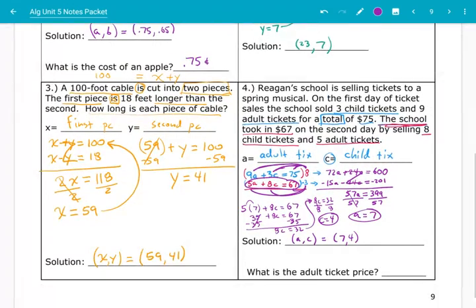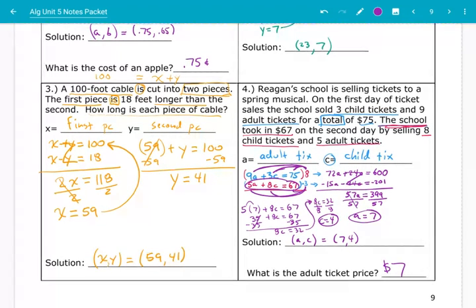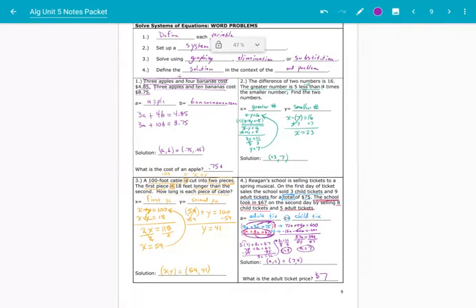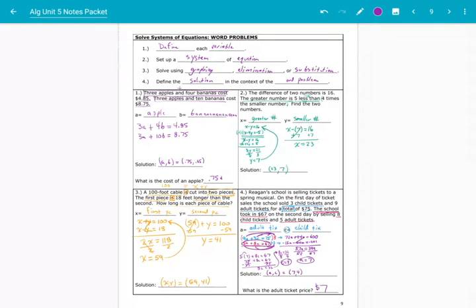What is the adult ticket price? The adult ticket price, A, was $7. So there are some good examples for you on how to set up your systems of equations. You're going to look for two separate equations. Look for two ways that those variables are expressed. Once you find the variable, that's step one, you set up your system of equations by looking for the two expressions.